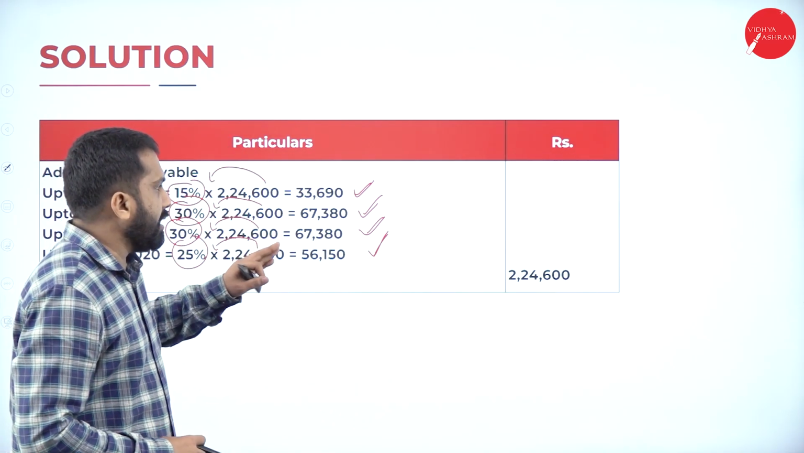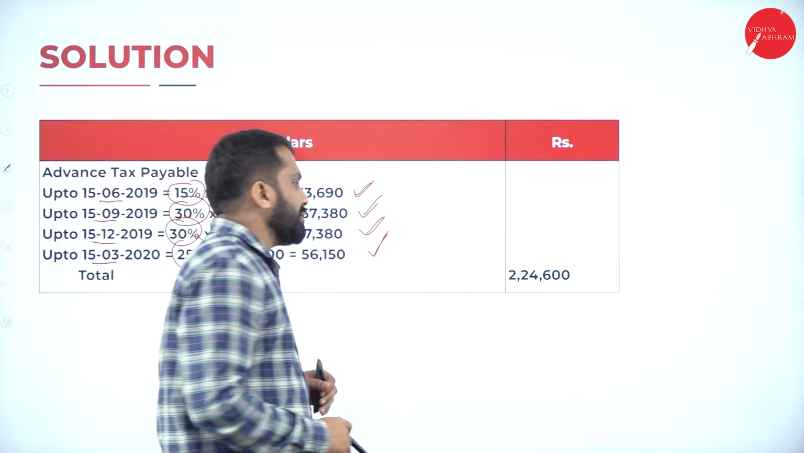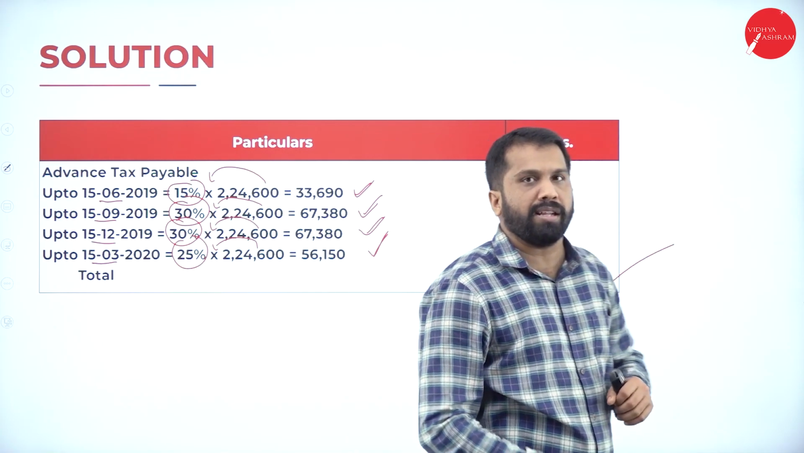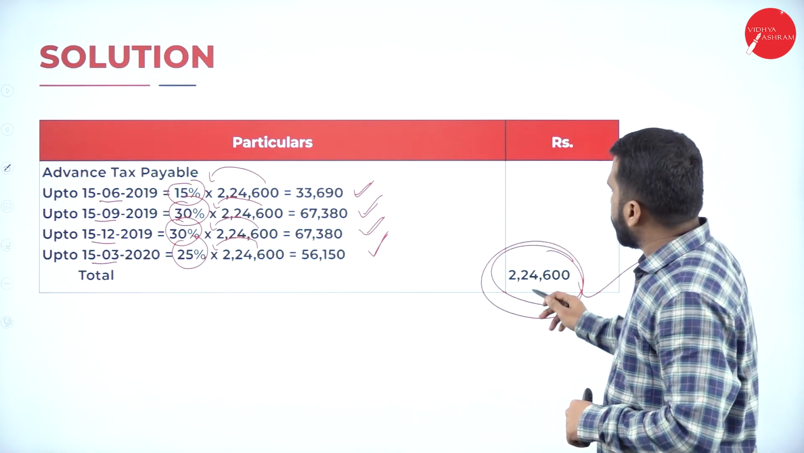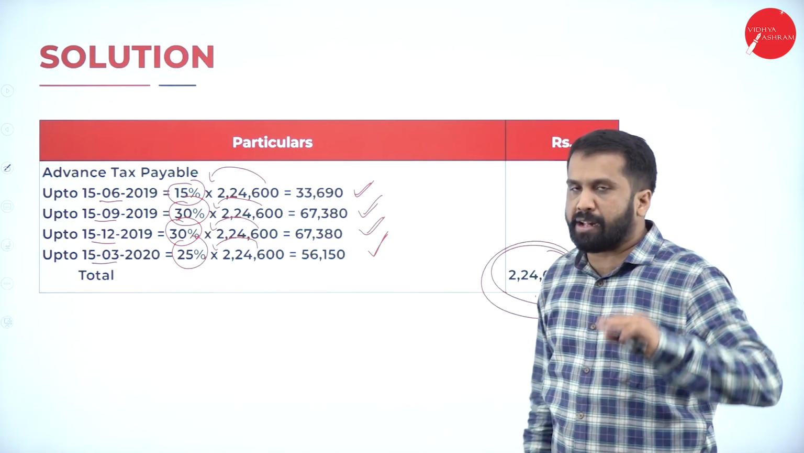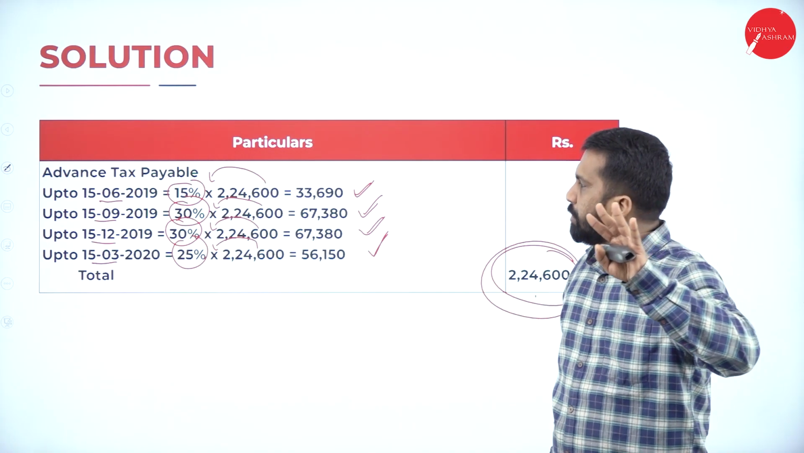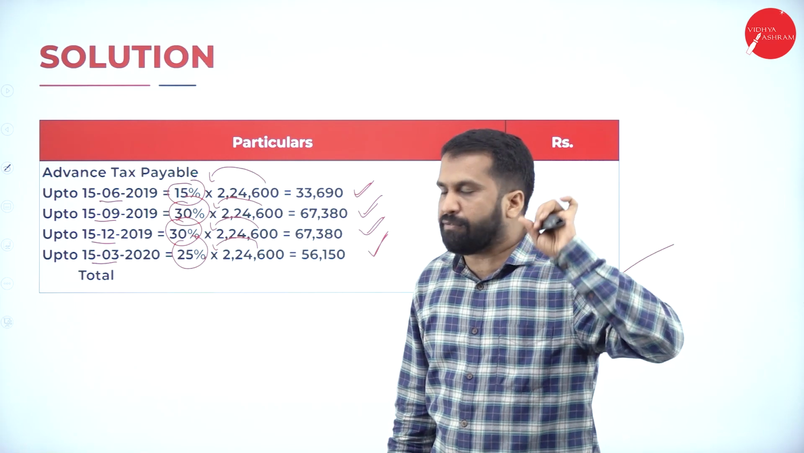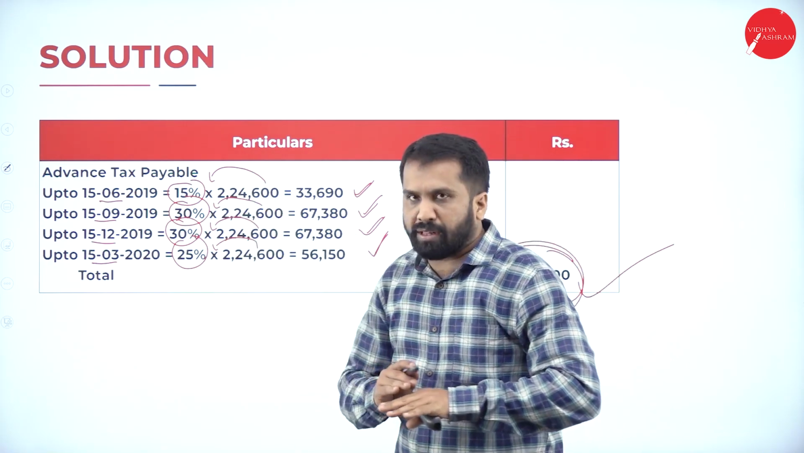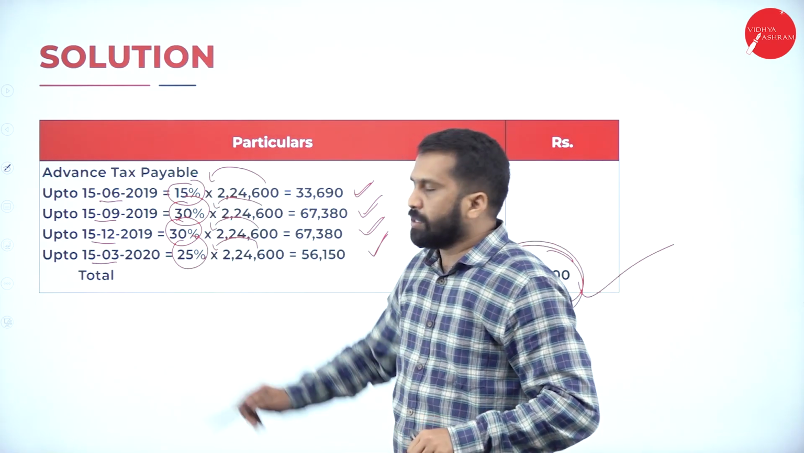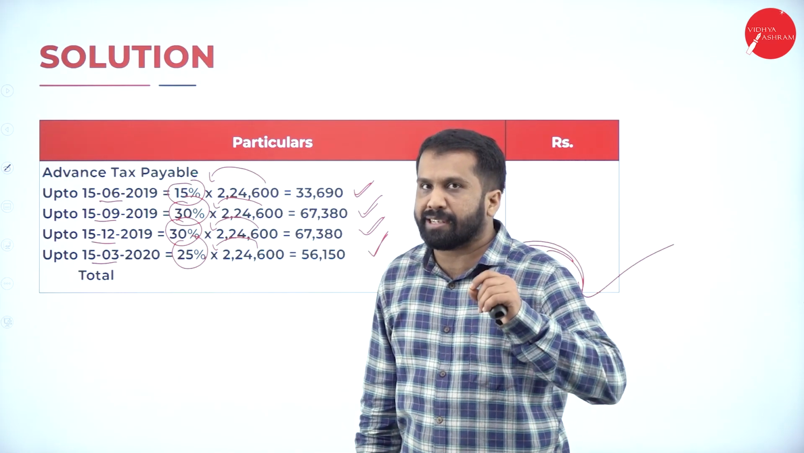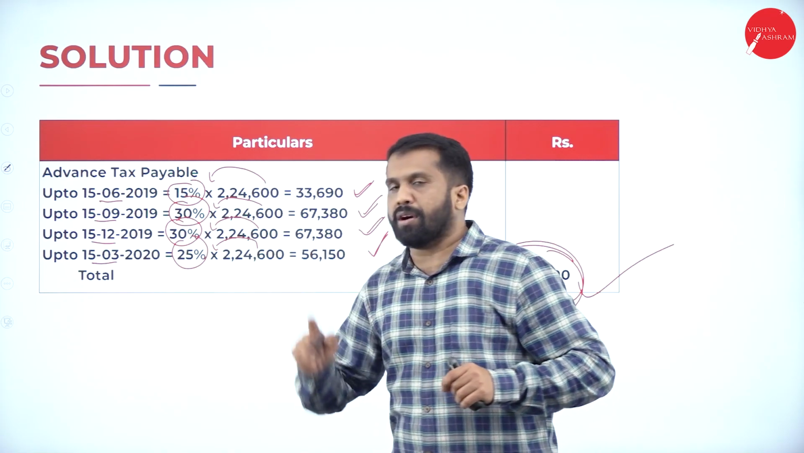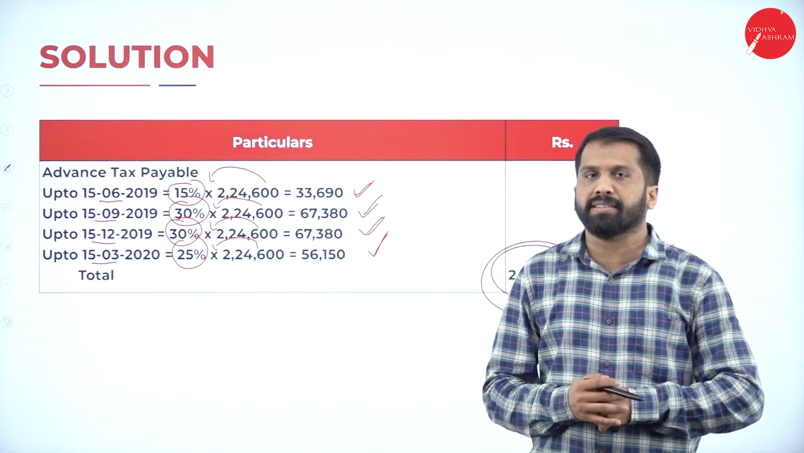So we're done with this calculation and your total value is how much? 2,24,600 is your total value. We have classified it into 4, so the percentages will be 15, 30, 30 and 25. The percentages will not change. The dates will not change. It is always fixed. Hope you are clear. Yes, this is all about your advanced tax calculations.